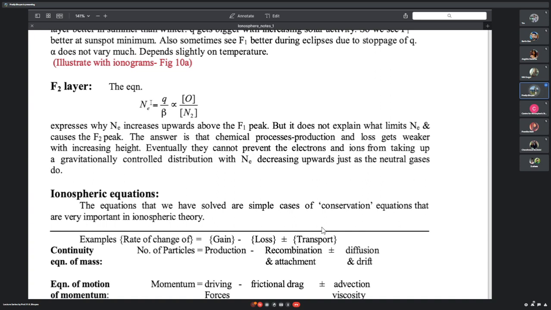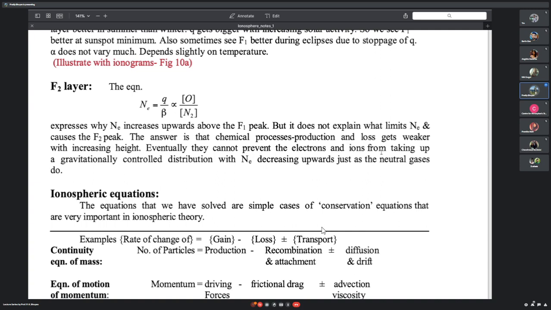So O by N2, because this ratio is increasing, N should also continuously increase. So we won't get an F2 layer or F2 peak. It will be continuously increasing. So you get higher density, or you should get higher density as high as you can go, okay? But that is not possible. That is not the case, because you have these production and loss processes.